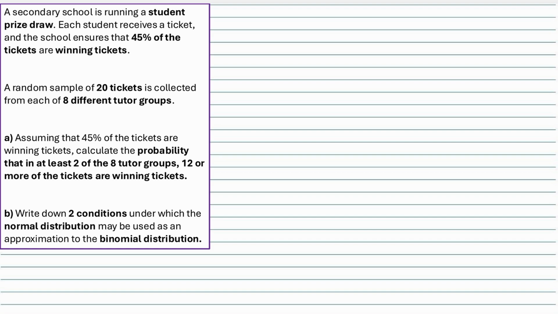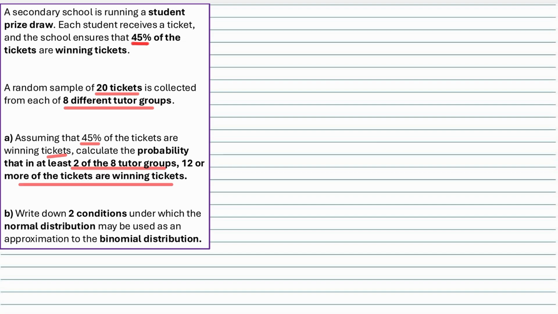Okay, so I'll come back if you had a go. So we're told that the secondary school is running a student prize draw, and that the probability of getting a winning ticket is 45%, and a random sample of 20 tickets is collected from each of the 8 different tutor groups. Assuming that 45% of the tickets are winning tickets, calculate the probability that in at least 2 of the 8 tutor groups, 12 or more are winning tickets.